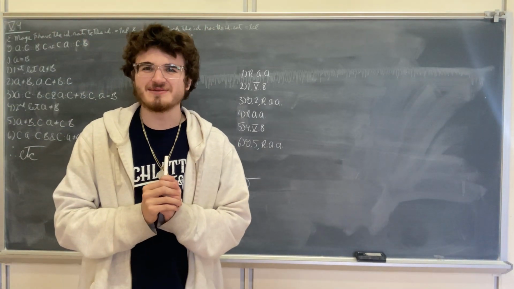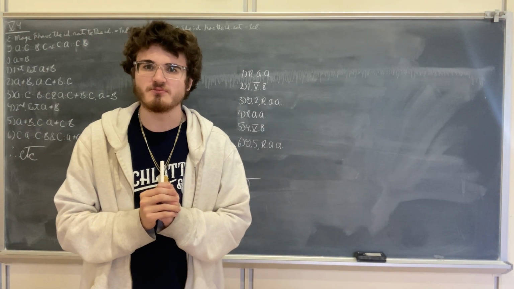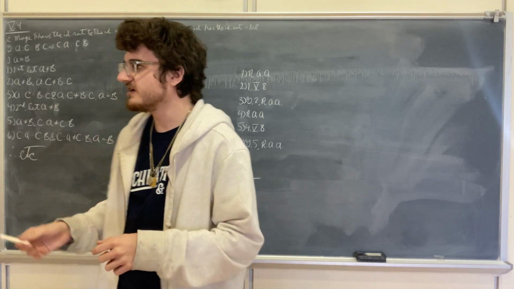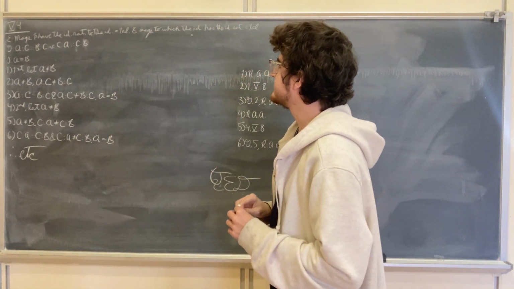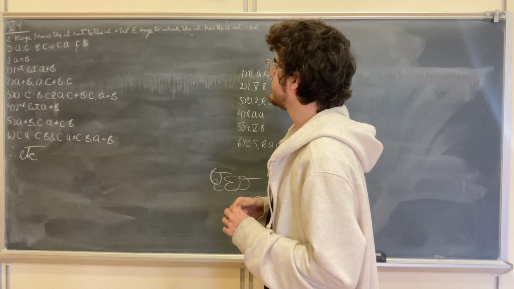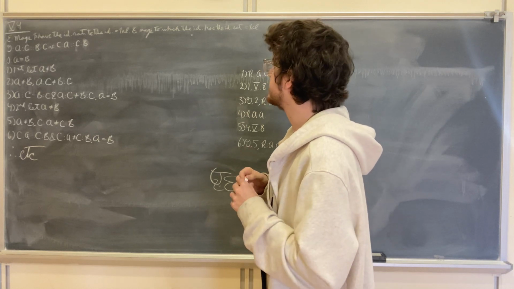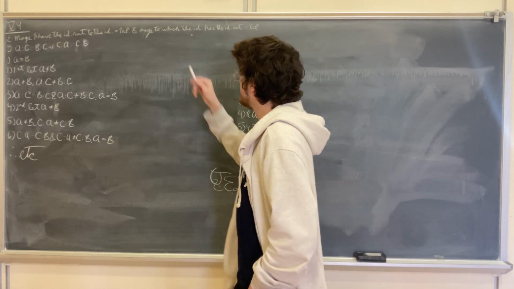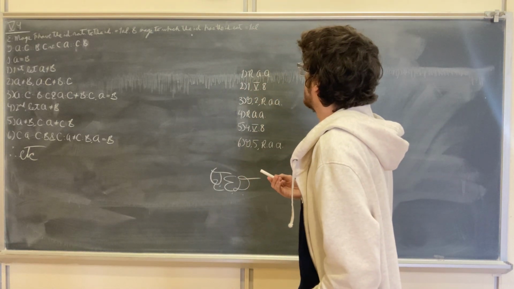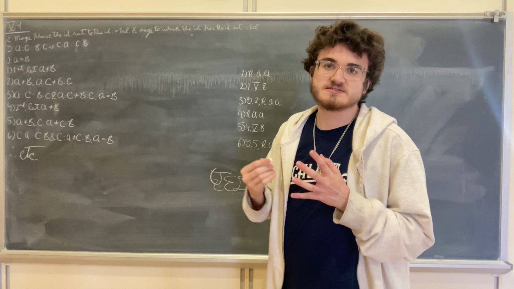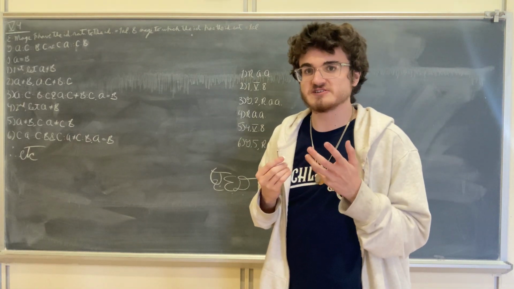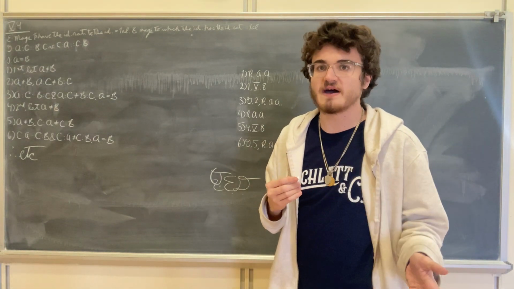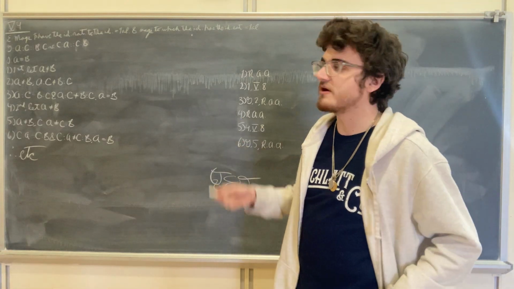Hello, this will be a demonstration of Proposition 9 from Book 5 of Euclid's Elements, which says that magnitudes that have the same ratio to the same magnitude are equal to one another, and furthermore, that magnitudes to which the same has the same ratio are equal to one another. This is going to be your converse to Proposition 5.7, and like 5.7, this is another very important one.